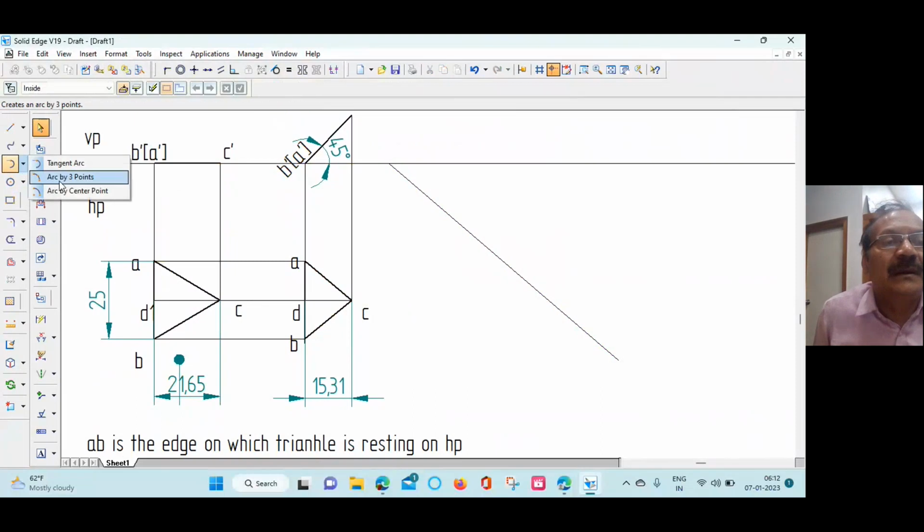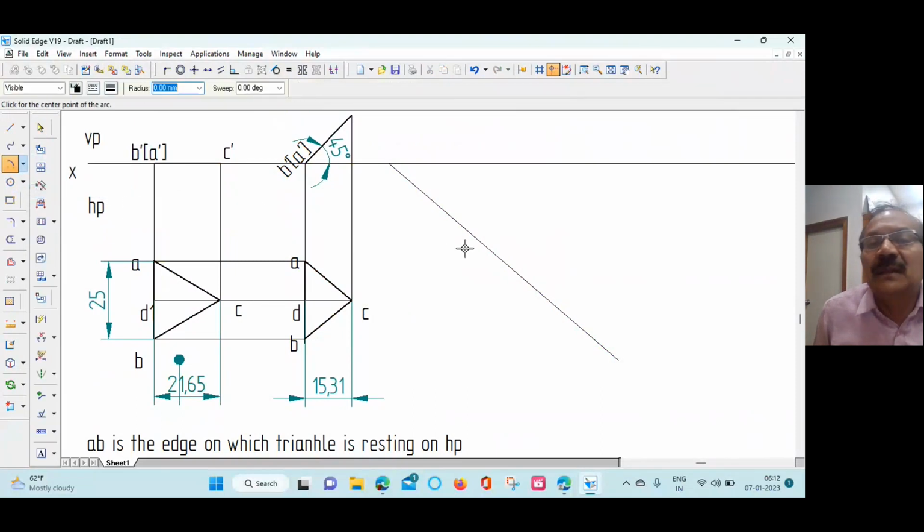Take an arc by center point. Take any point here. Draw a radius of 21.65 mm. Sweep angle is 0. Okay. And then go to line command.